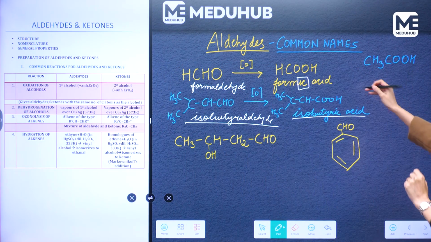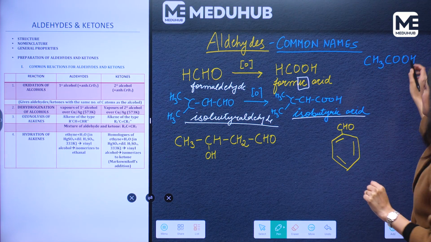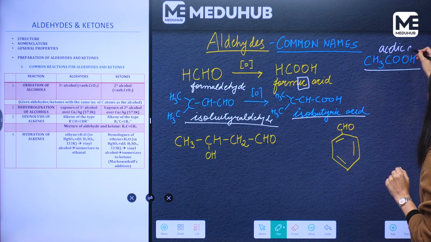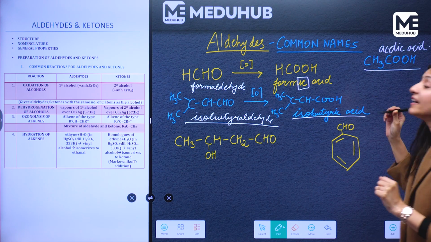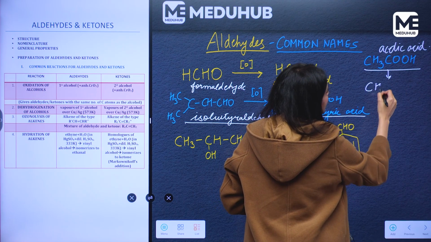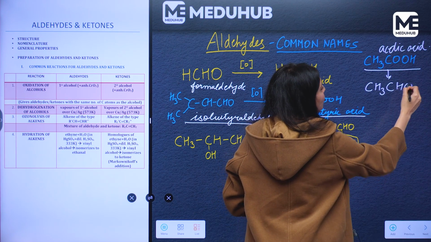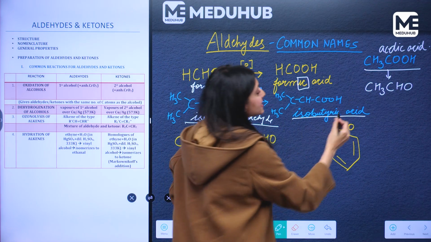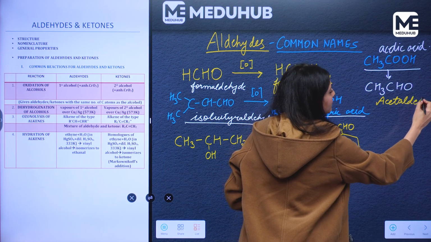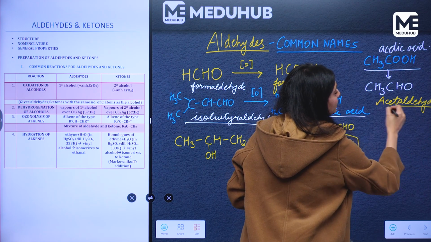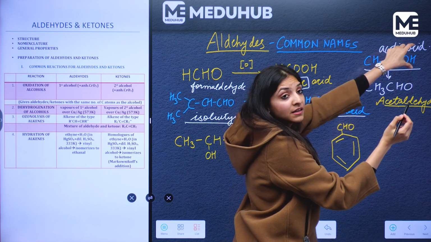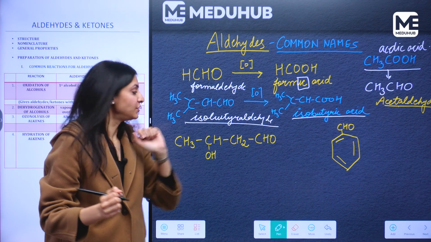Similarly, if you see here, CH3COOH, this is acetic acid. From acetic acid, the aldehyde that can be formed is CH3CHO. This aldehyde is called acetaldehyde. Acetaldehyde can be formed by dropping the ic of acetic and adding the word aldehyde to it.